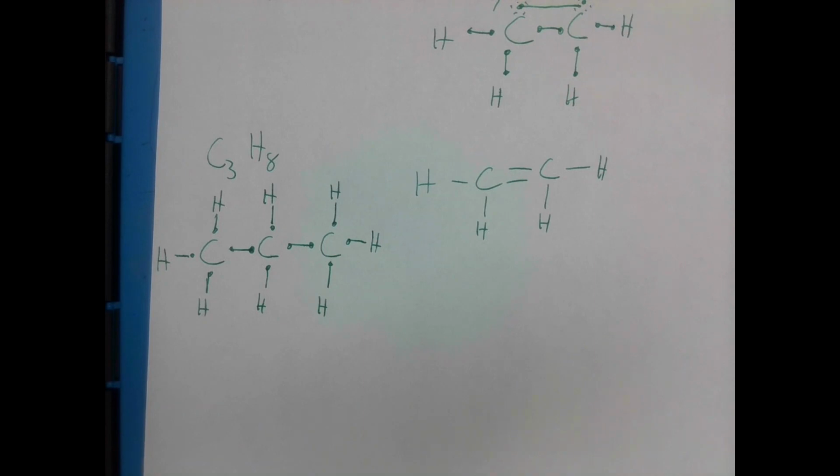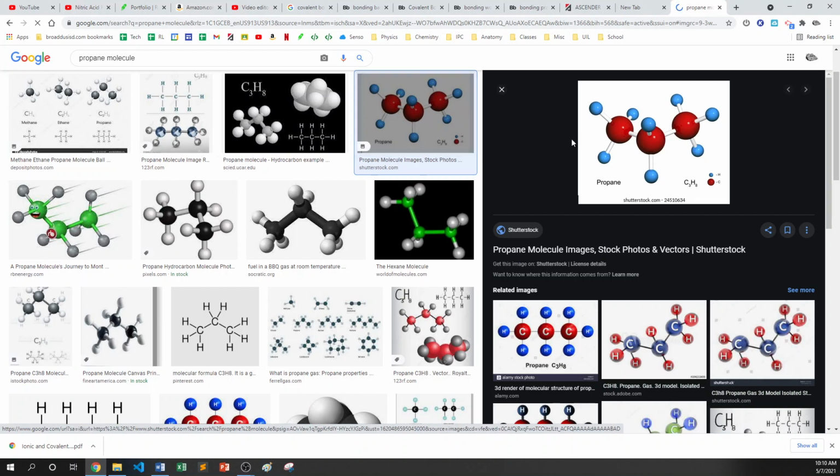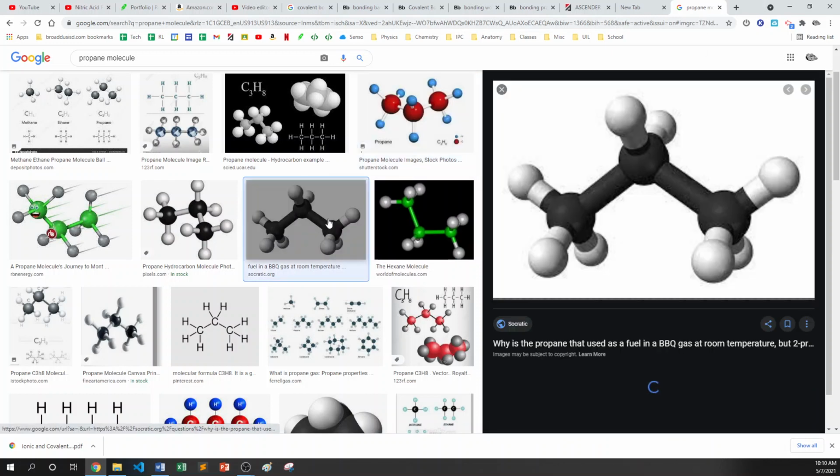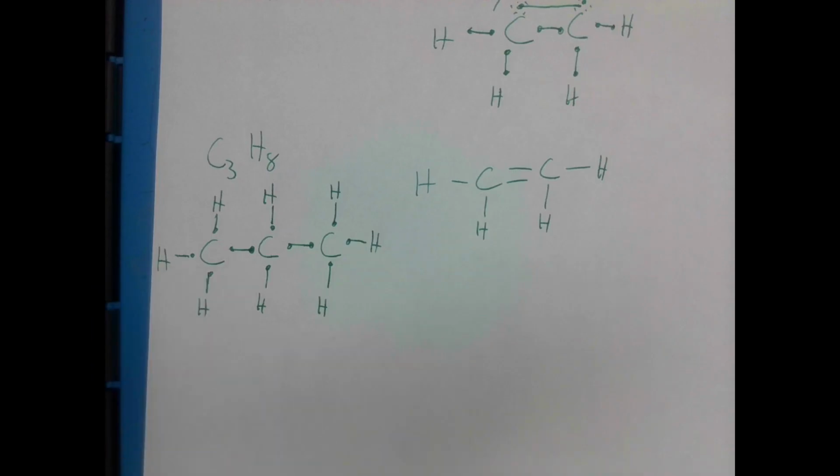I'll show you a picture of it. Yes, propane. Of course, it's going to be bent at weird angles. But we see 3 around this carbon, 2 around this carbon, and 3 around that carbon. It does get this bent shape. Why does it get this shape? Because the electrons repel each other.